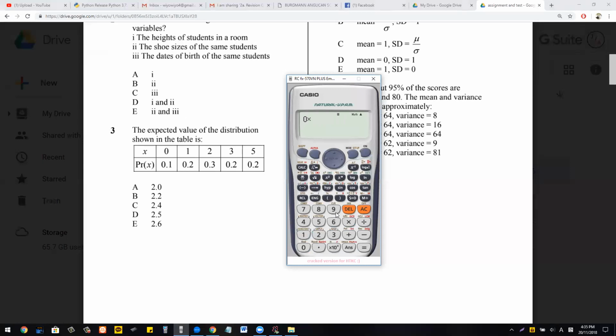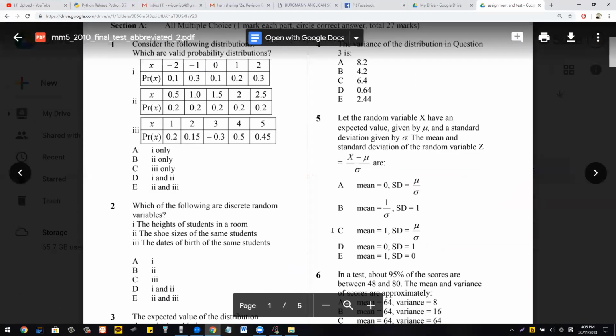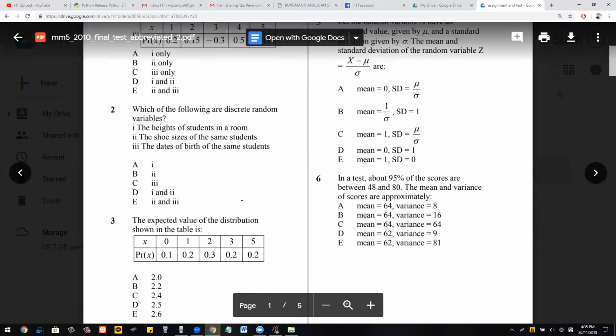So I think that was, let's try this. 0 times by 0.1, plus 1 times by 0.2, plus 2 times by 0.3, plus 3 times by 0.2, plus 5 times by 0.2. Is that right? So that's equal to 2.4. That's the average value. How do you find the variance?